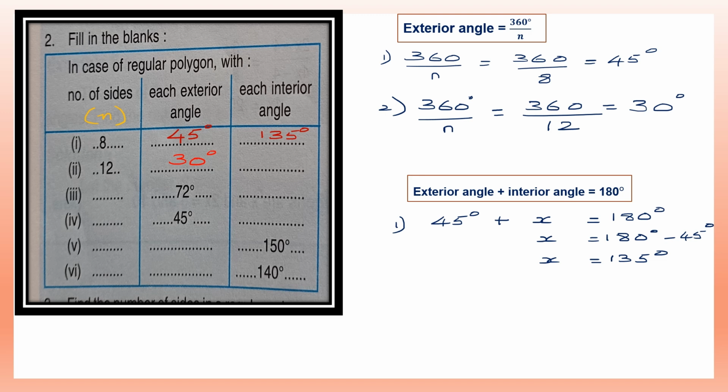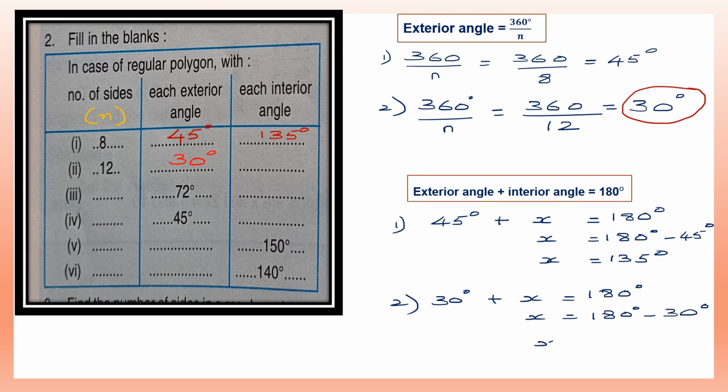So let's write that. Here it is 135 degrees for the first one. For the second one, the exterior angle we found out to be 30 degrees, isn't it? So let's write exterior angle is 30 degrees, and let's consider the interior angle to be x. Together they must add up to 180 degrees. So x will be 180 degrees minus 30 degrees. So x is equal to 150 degrees. So we have our answer to the second one also. Interior angle is 150 degrees.